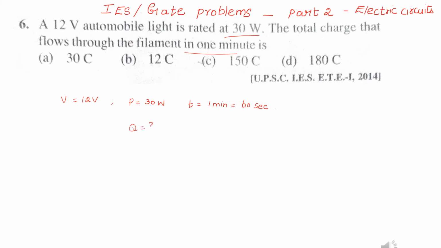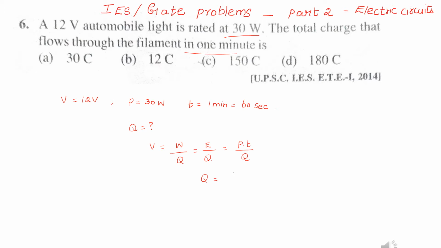How to find it? What is voltage? Voltage is known as work done per unit charge. So what is work done? Work done is otherwise known as energy. So voltage is energy by charge, and energy is power into time, divided by charge. So now in the next step, what is Q?